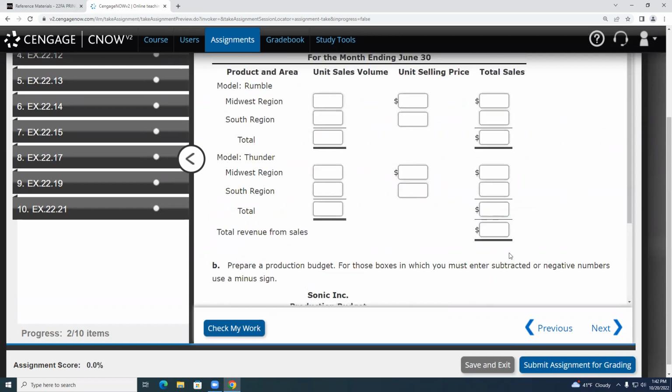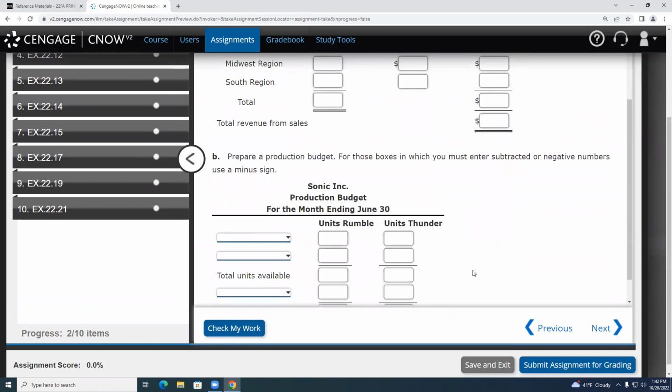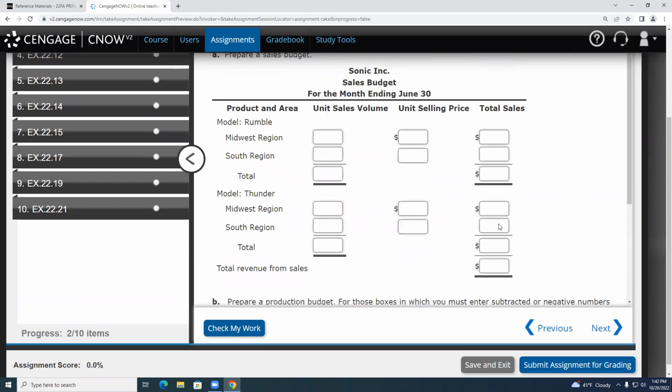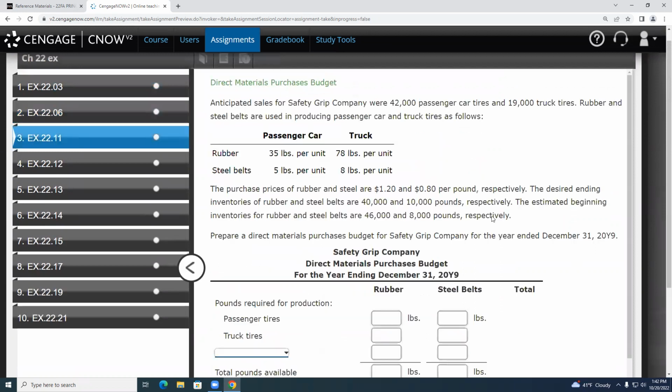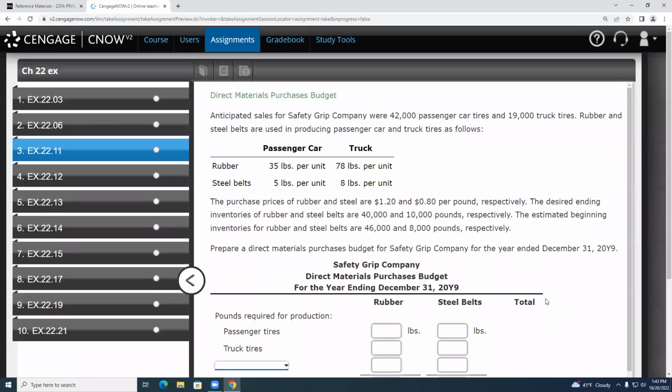Once we have the sales budget, that feeds into our production budget. And the production budget is going to be just in units. How many units do we need to produce to support the expected level of sales? Once we have the production budget, then we can move ahead to both the direct materials and direct labor budget.